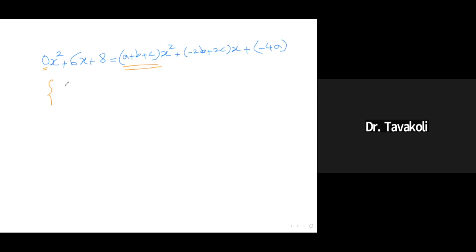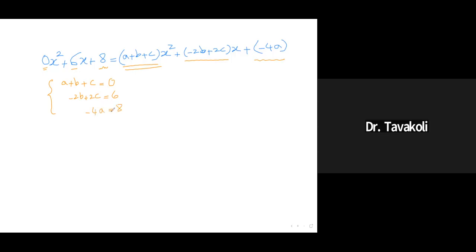So the first equation that I get to find a, b, and c is a plus b plus c equals 0. The coefficient of x on the left side is 6. The coefficient of x on the right side is minus 2b plus 2c. So minus 2b plus 2c equals 6. And the constant coefficient, or the coefficient which has no x, on the left side is 8. On the right side is minus 4a. So minus 4a is 8.